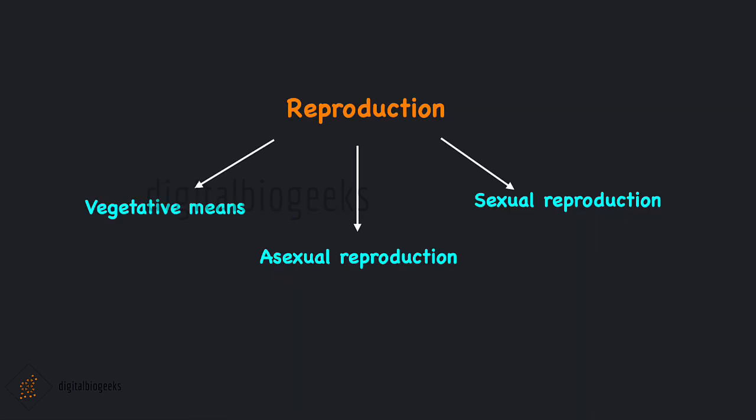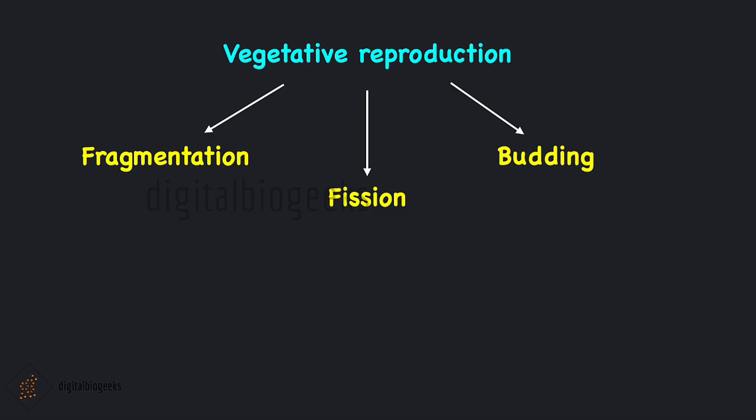Reproduction in fungi can take place by these methods: vegetative, which means asexual reproduction, and sexual reproduction. Vegetative reproduction is a kind of asexual reproduction where a part of the organism gets detached from the parent and grows into a new individual. In fungi, vegetative reproduction happens by means of fragmentation, fission and budding.